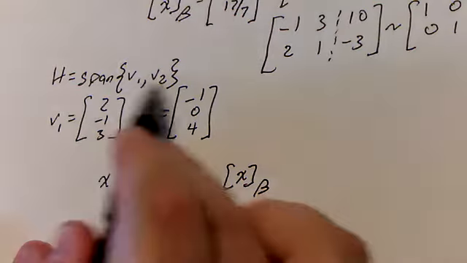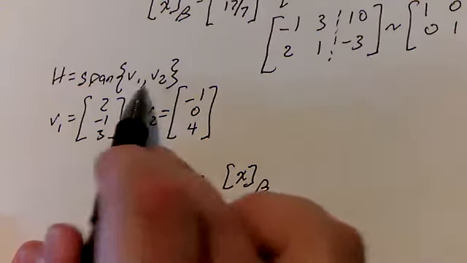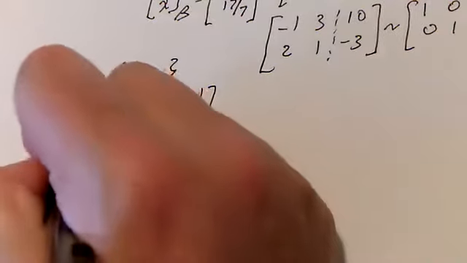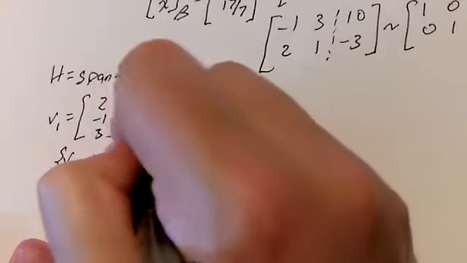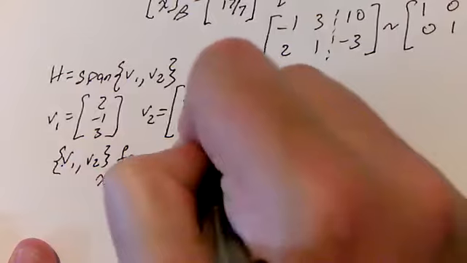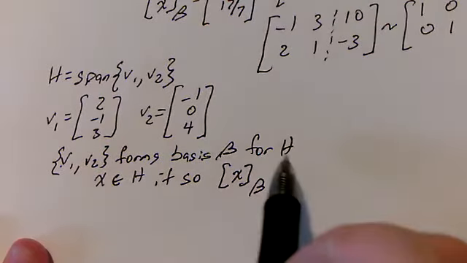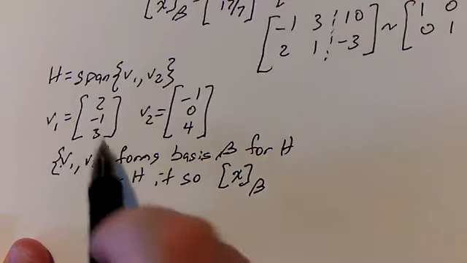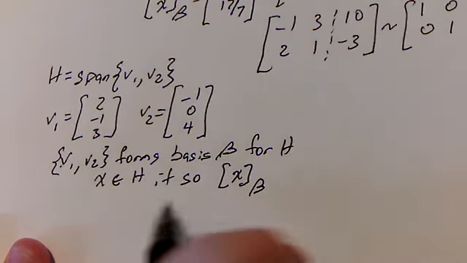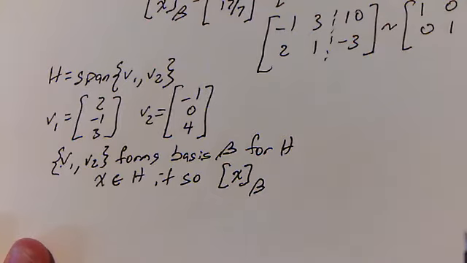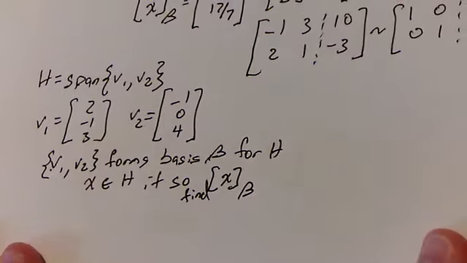Okay, so since v1 and v2 are not multiples of each other, they are independent. v1 and v2 are in fact a basis for H. So v1, v2 forms basis B for H. Now, they have to be independent in order for it to be a basis. Okay, so now we're going to try to find X sub B. We want to find that coordinate vector.